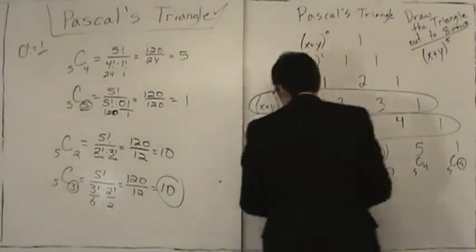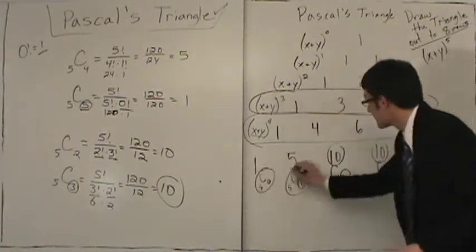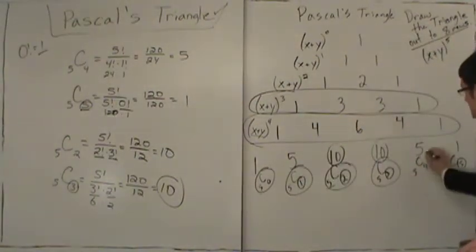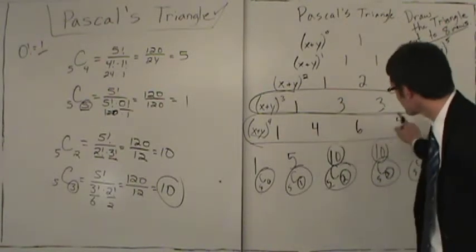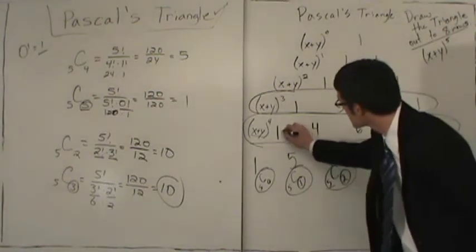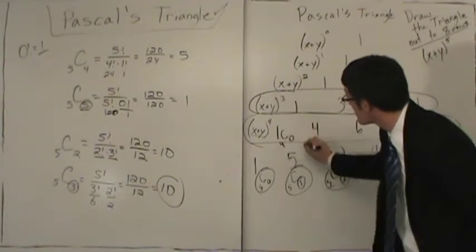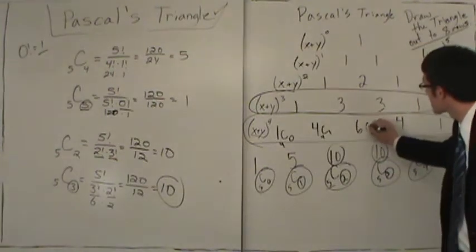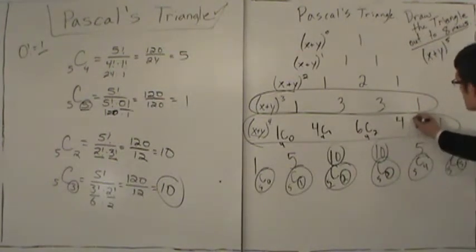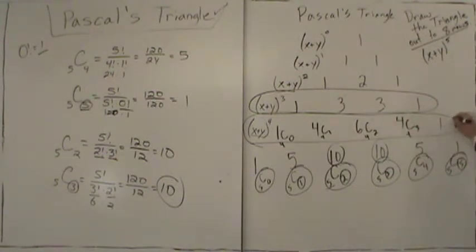So notice, combination 5 choose 0, combination 5 choose 1, combination 5 choose 2, combination 5 choose 3, 4, and 5. What do you think this row is? You said combination, yes. This is combination 4 choose 0. This is combination 4 choose 1. This is combination 4 choose 2. This is combination 4 choose 3. And combination what? 4 choose 4.